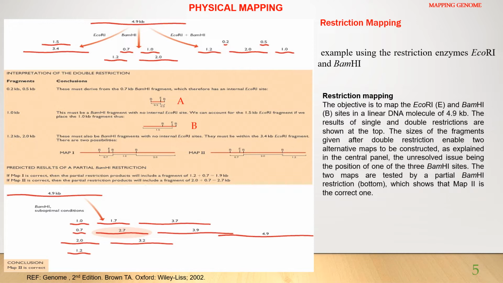In this way, maps are created for the clones in the library and then the overlapping sequences are arranged to give the physical map. This method of restriction mapping is known as the fingerprinting method.